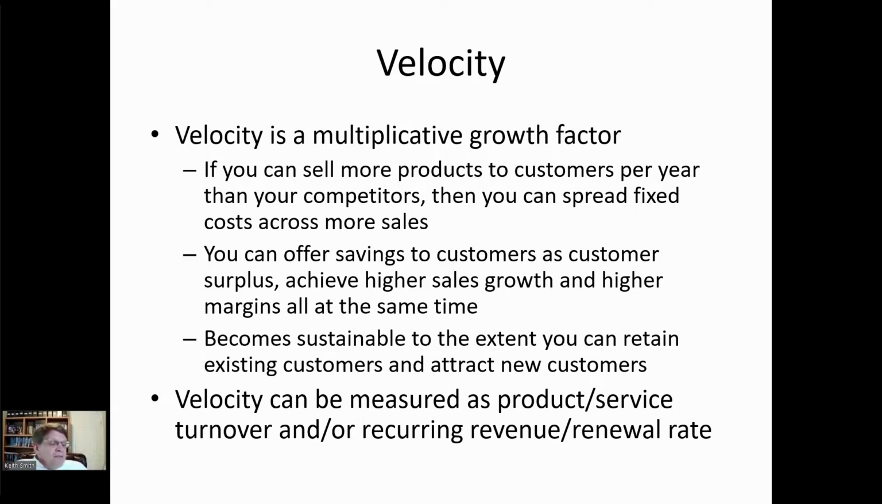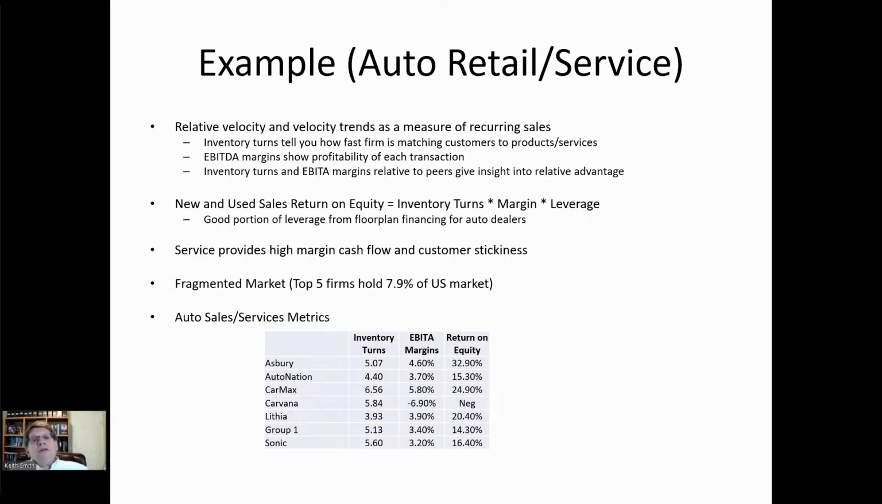And then velocity can be measured as, one way you measure velocity is product or inventory turnover. Another way you can measure velocity is recurring revenue or renewal rates in more software types of businesses. So let me go to a specific example of velocity in the auto retail space. We'll go to a specific example later, but this provides an example. So one thing you can look at is relative velocity trends as a measure of recurring sales.